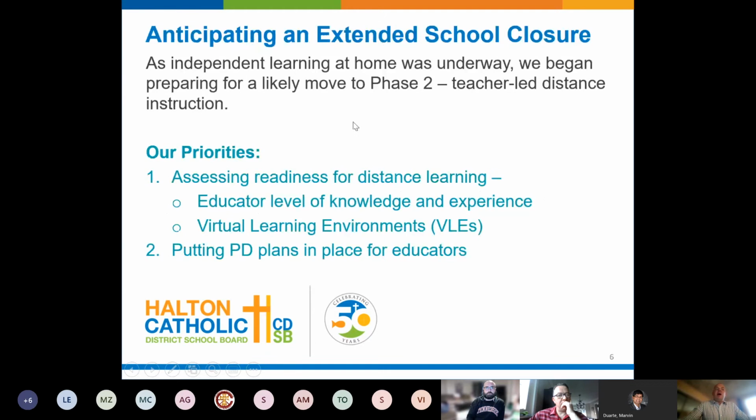While we were developing that and supporting the ministry resource, our priorities were getting our educators ready for teacher-led distance instruction. And so our priorities became getting our staff up to speed with our virtual learning environments, doing a needs assessment. What skills do our teachers already have, our support staff already have, and what else might they need? And then putting our PD plans in place for those educators. And again, we had to move very quickly on this. A number of our staff would have been ready to go right away, and some of our staff had little to no experience with this type of virtual learning environment before.